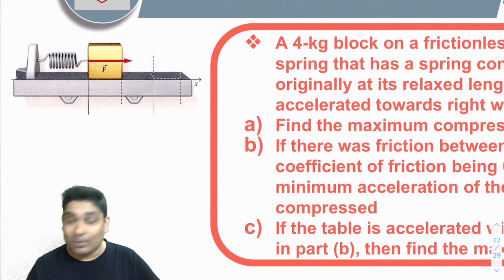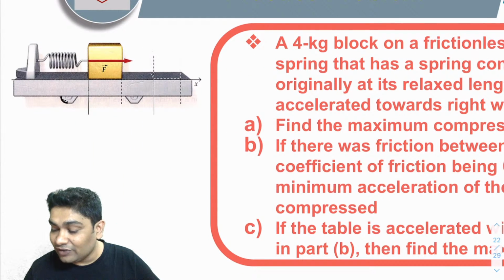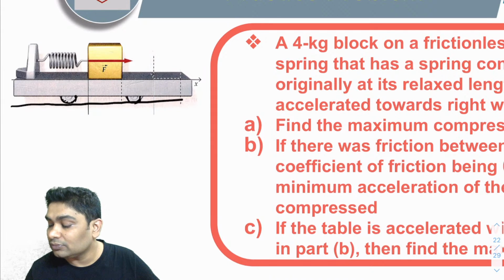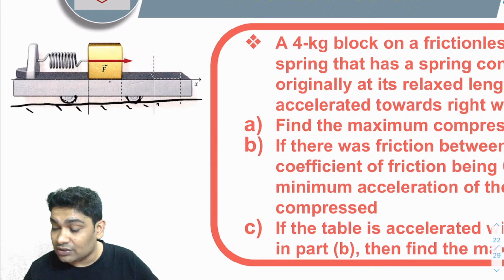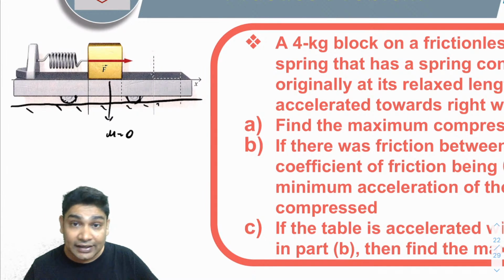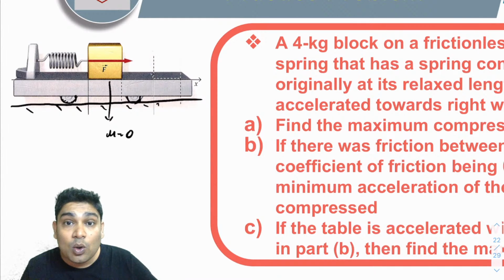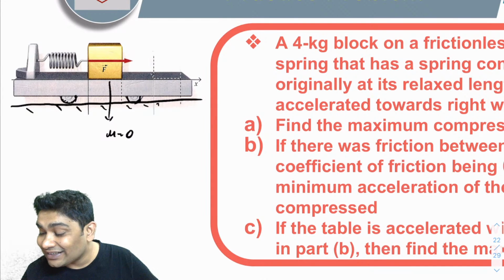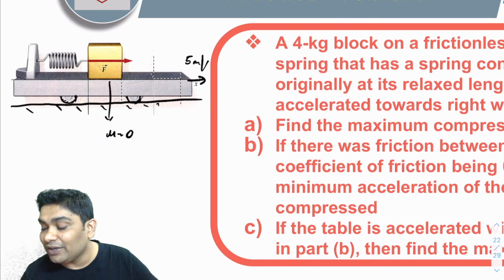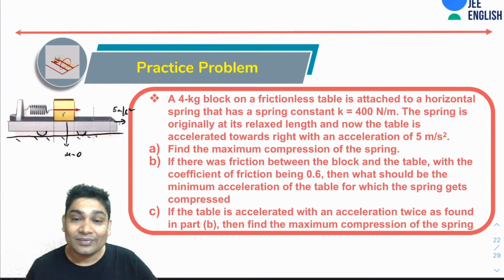So imagine this is a table. So let's say these are the wheels that the table has. Okay, and this table was kept on a ground. And on this table, this is a frictionless table, so there is no mu here. And on this, a block was kept, and initially it was kept attached to a spring which had zero elongation or compression. Now you accelerate this table in this direction with 5 meter per second square. Okay.